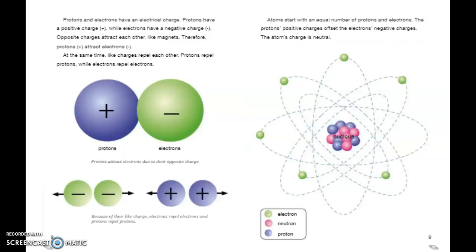Protons and electrons have an electrical charge. Protons have a positive charge, a plus, while electrons have a negative charge, a minus. Opposite charges attract each other, like magnets. Therefore, protons attract electrons. At the same time, like charges repel each other. Protons repel protons, while electrons repel electrons.